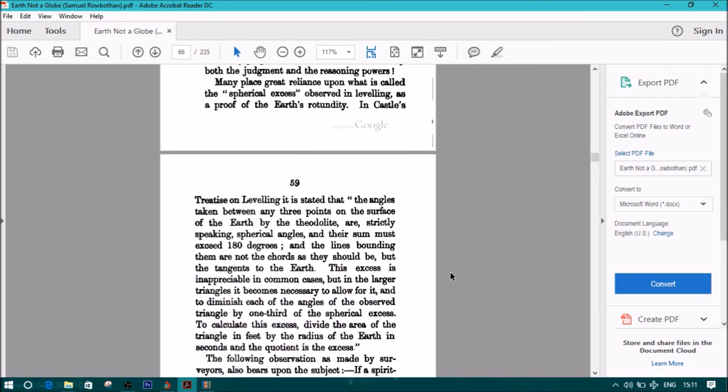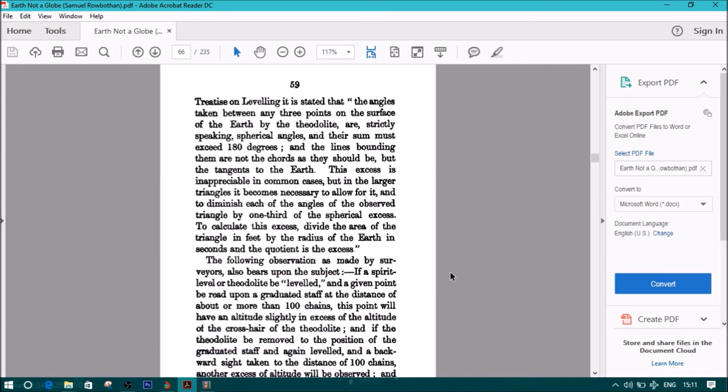In Castle's treatise on leveling, it is stated that, quote, the angles taken between any three points on the surface of the Earth by the theodolite are, strictly speaking, spherical angles, and their sum must exceed 180 degrees, and the lines bounding them are not the chords as they should be, but the tangents to the Earth. This excess is inappreciable in common cases, but in the larger triangles it becomes necessary to allow for it, and to diminish each of the angles of the observed triangle by one-third of the spherical excess.